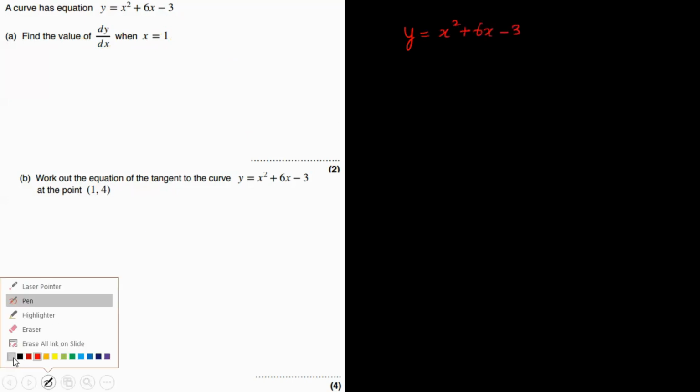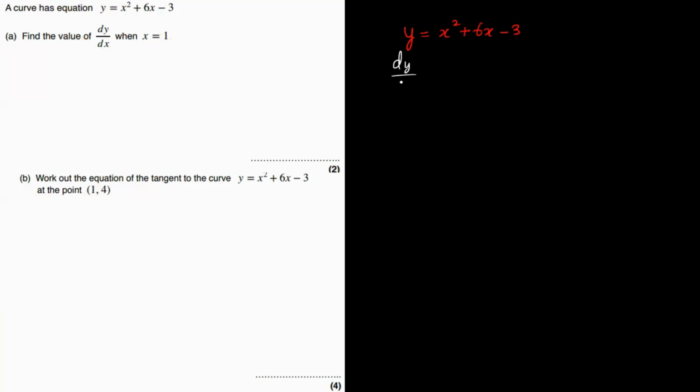Everyone, today we are solving some problems on equations of tangent from the chapter graphs. First question is, a curve has equation y equals x squared plus 6x minus 3, and we have to find dy by dx at x equals 1. So y is equal to x squared plus 6x minus 3, and dy by dx of this function is 2x plus 6.